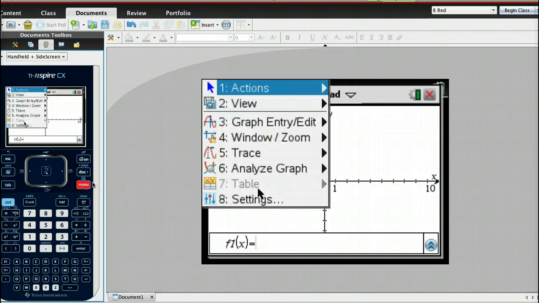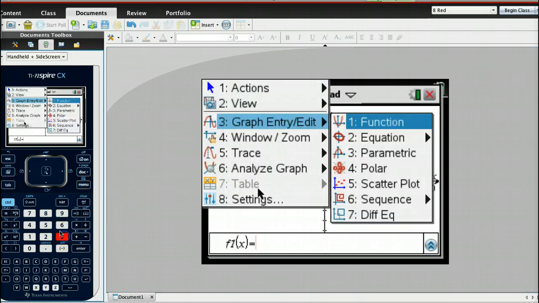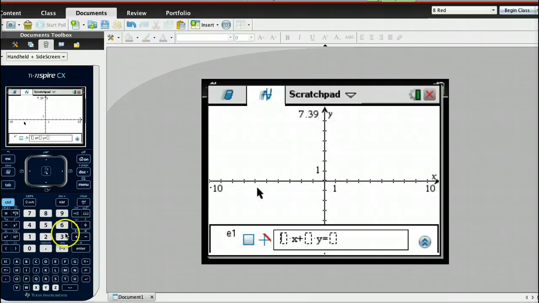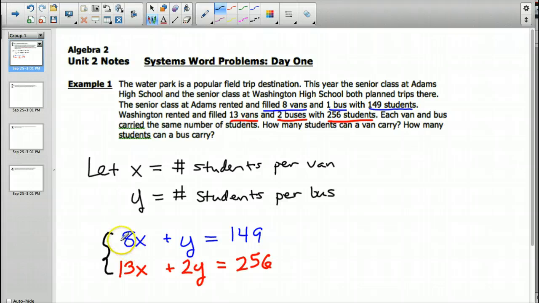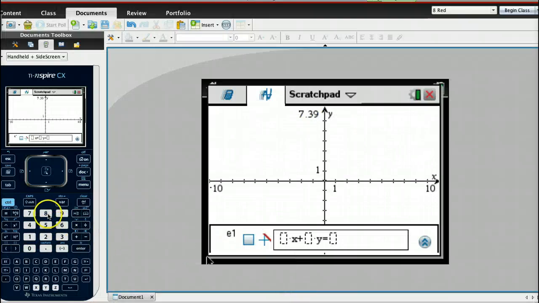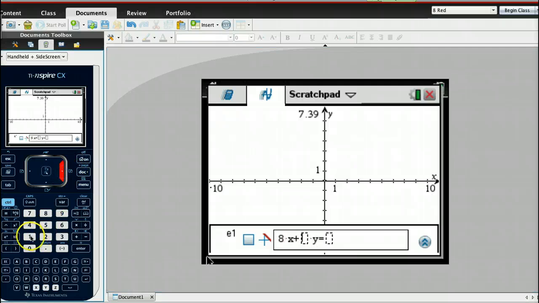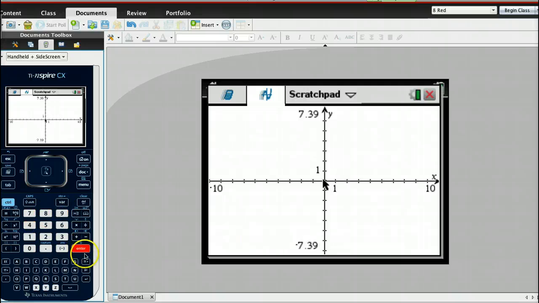You go to Menu, and then you're going to go 3, 2, 1, 3. And that will put your calculator in standard form from function form. Menu 3, 2, 1, 3. And so our first equation is 8x plus 1y equals 149. So I'm going to type in an 8 for my x coefficient, a 1 for my y, and then a 149. Hit enter.